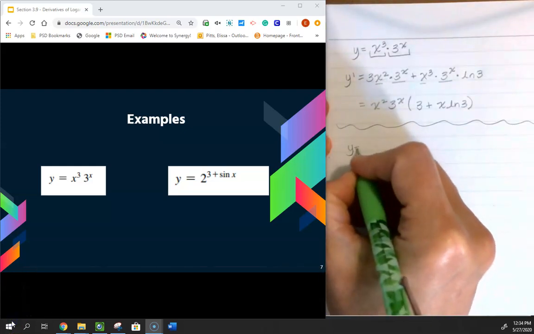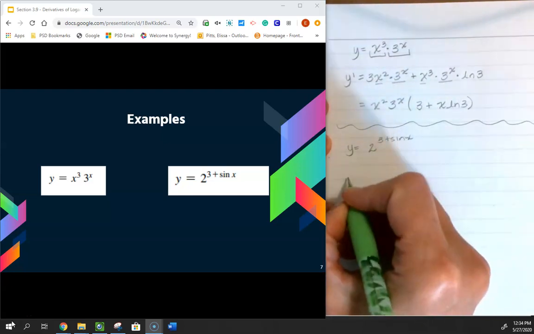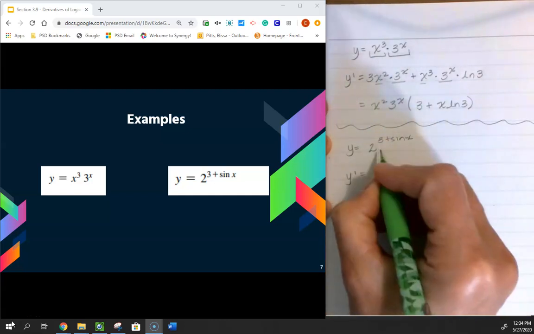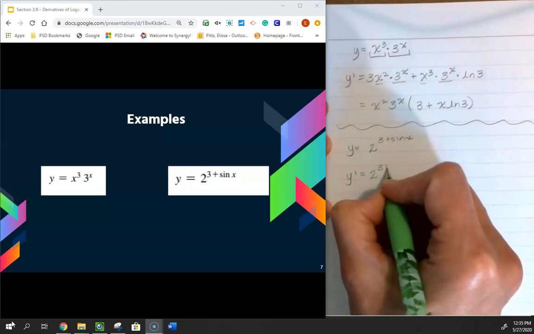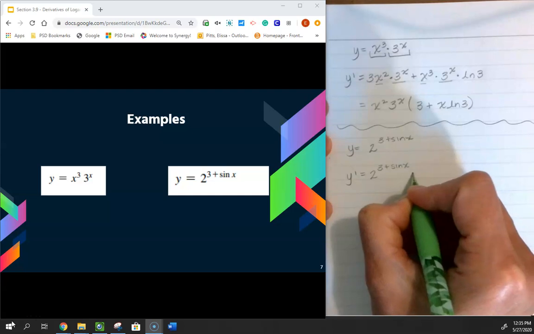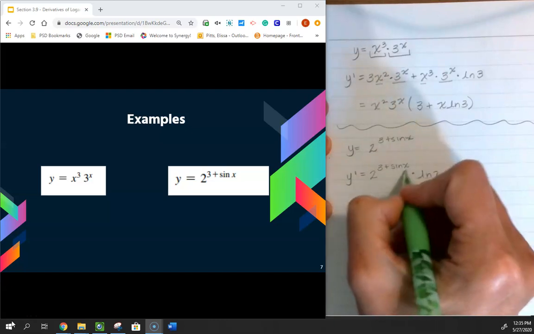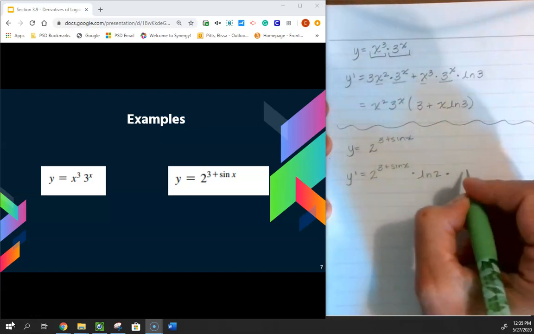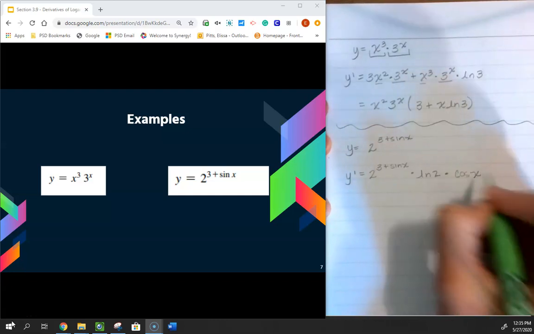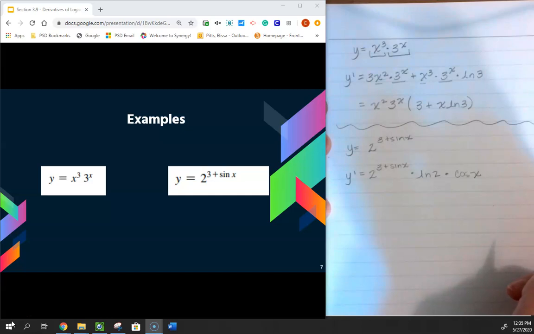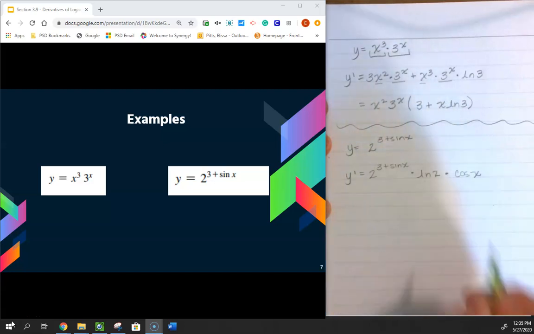Next, y equals 2 to the 3 plus sine x. Take the derivative of that, y prime. Derivative of 2 to the anything is 2 to that anything times the natural log of 2 times the derivative of that anything. So the derivative of 3 plus sine x: derivative of 3 is 0, derivative of sine of x is cosine of x. And so we can leave that as the answer, 2 to the 3 plus sine x times the natural log of 2 times cosine of x.